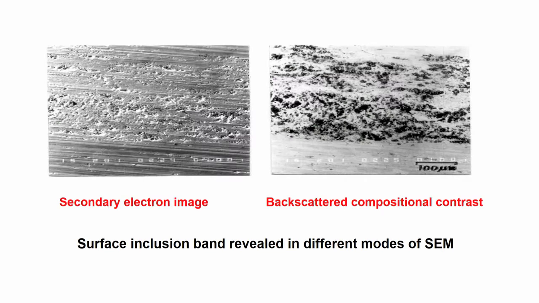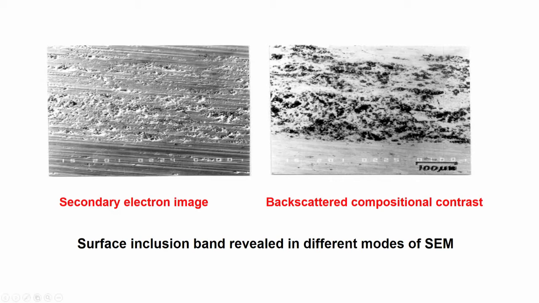Now look at how a defect gets revealed under SEM under different modes of imaging. On the left I have shown the secondary electron image. This is what scanning images normally look like. It has some 3D effect. There are many small inclusions present in a band, an inclusion band having many small inclusions. So, in the secondary electron image it will look like this, as if inclusions are embedded on the surface.